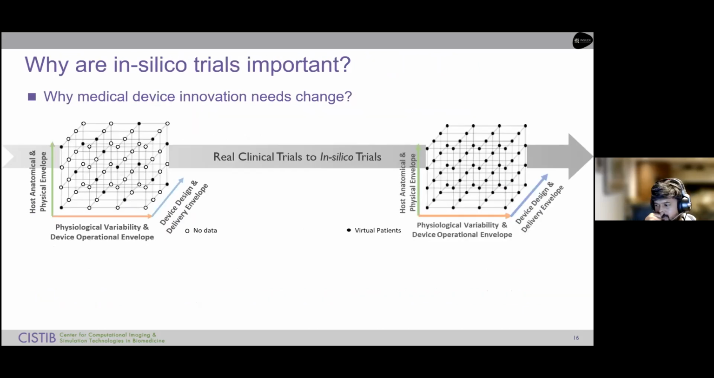So in silico trials try to do this one basic thing. When you have a real clinical trial, you are restricted in terms of the patients that you can recruit.